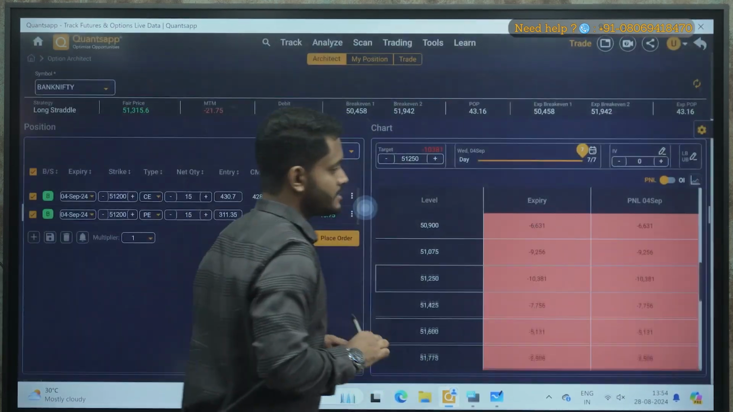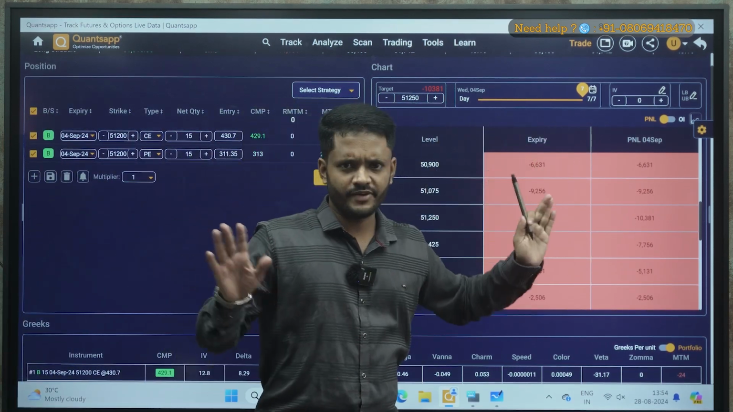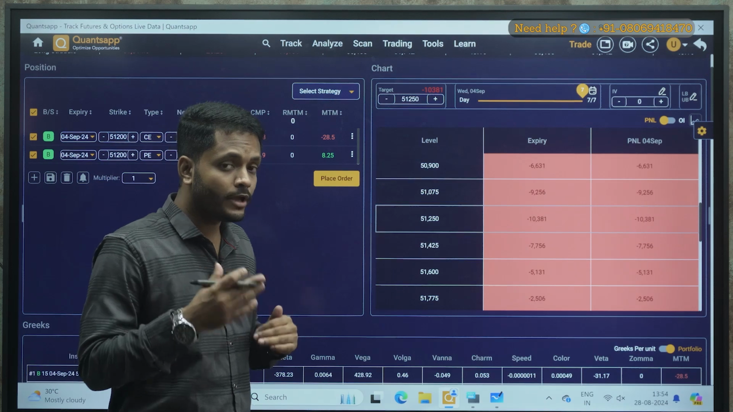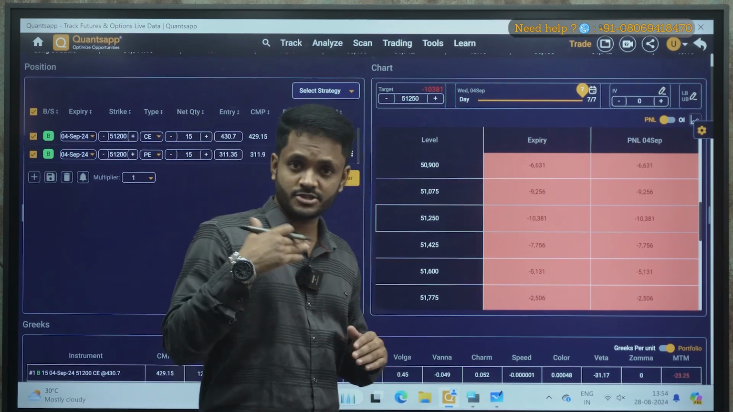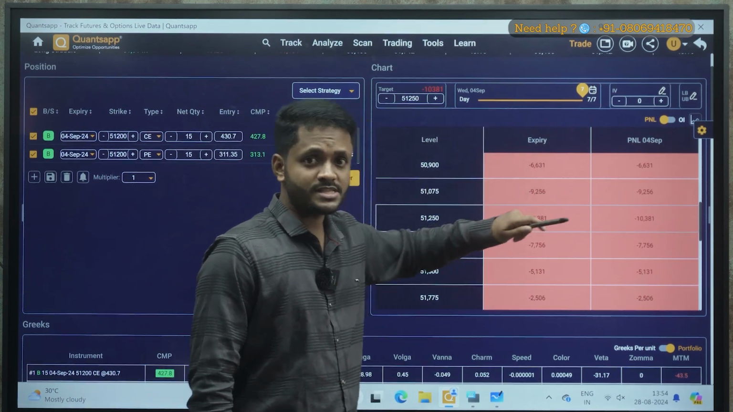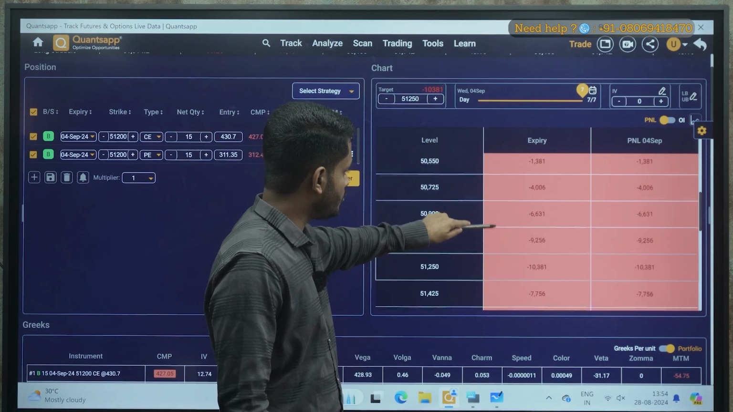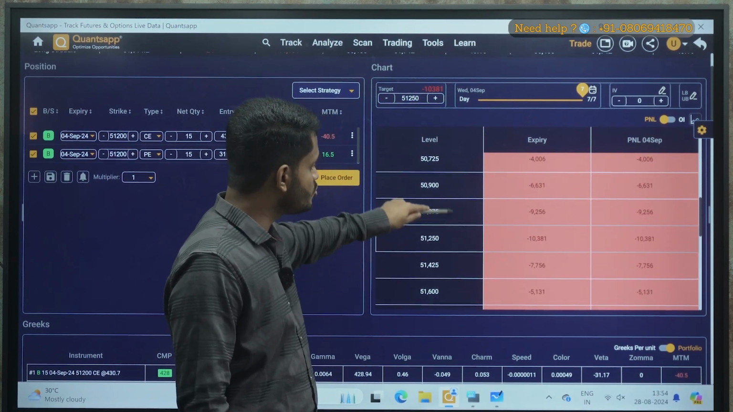Now say 7 days to expiry. I have selected, I will be holding this for the whole 7 days. That's why I said if you are going for a long straddle or a long strangle, time stop loss is very important. If you are holding it for the whole 7 days, that is till 4th September, if you hold a long straddle, see the scenario. If the market stays in this range, you will be losing money.